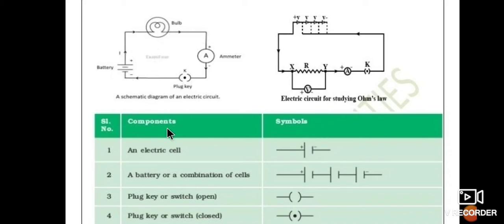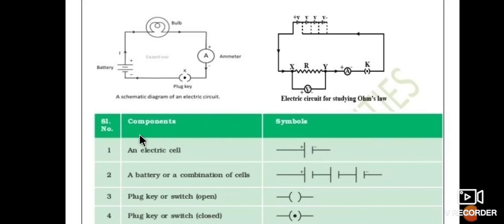So like this, in this table so many components and symbols are given here. So let us see here. Now this is a circuit diagram of an electric circuit for studying Ohm's law. So this we will see in the next video. So here resistance, this is the symbol of resistance, and then this is the voltmeter, and the ammeter and key, switch key. This is said to be a closed plug key. Okay, now serial number 1.